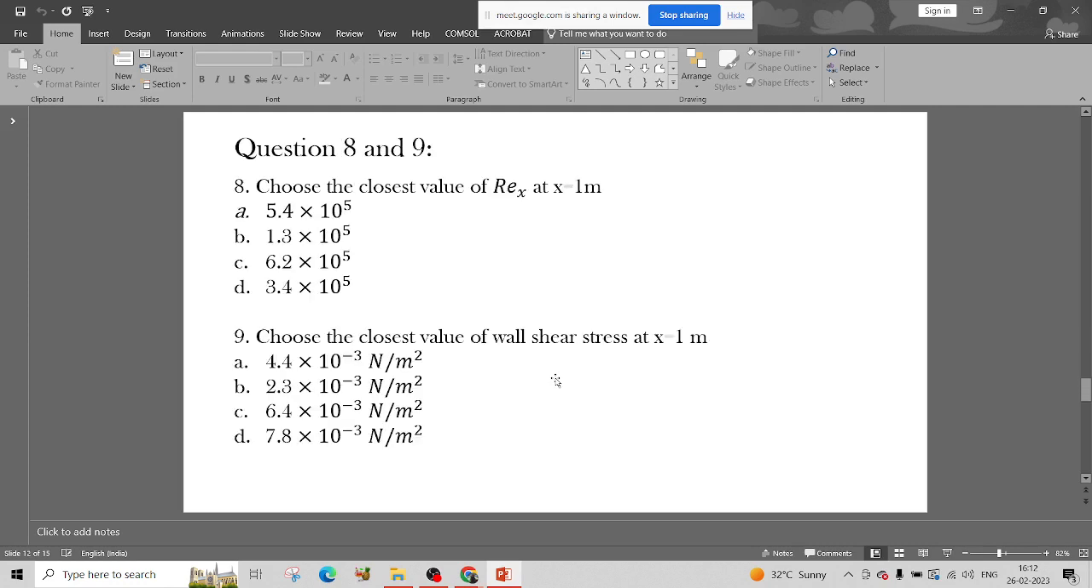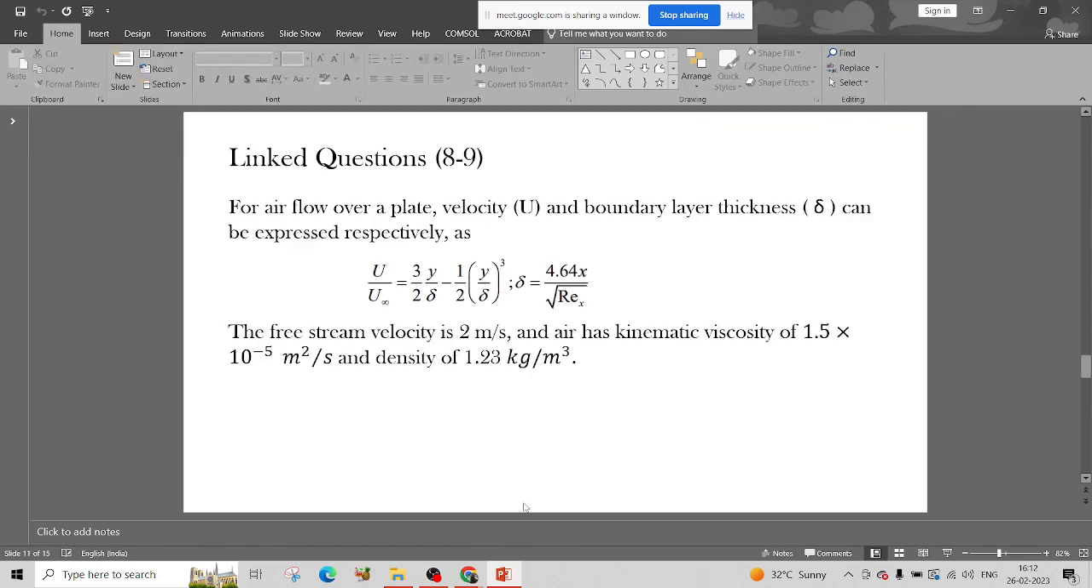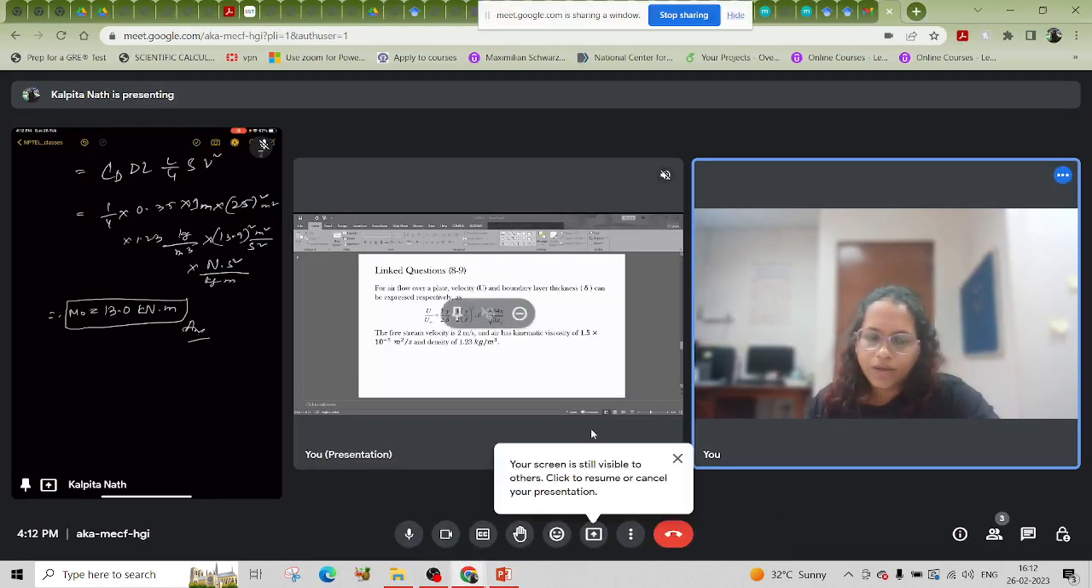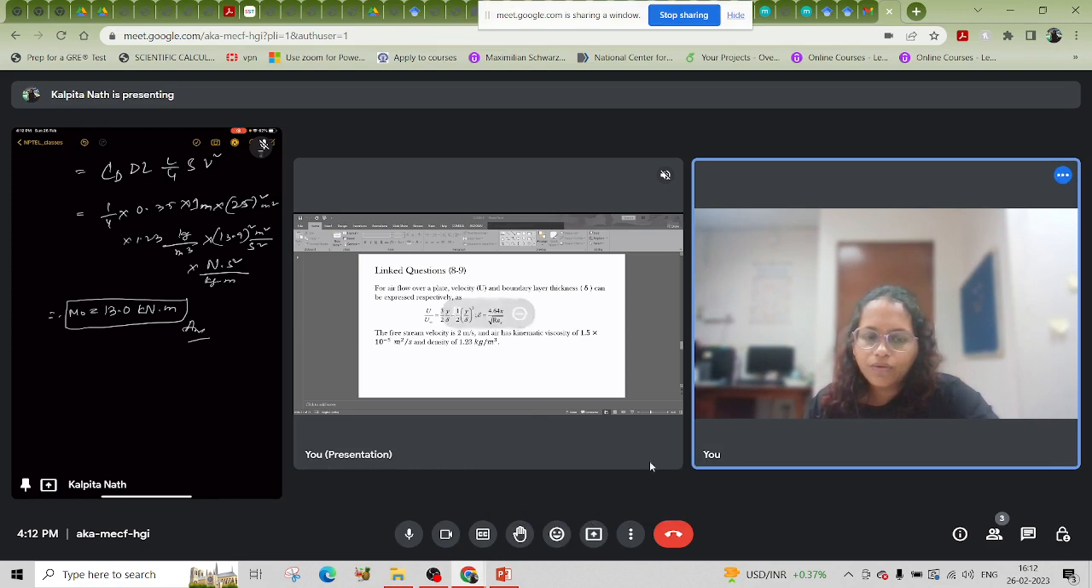So what is the question? Choose the closest value of Reynolds number at x is equal to 1 meter. And the second question is choose the closest value of wall shear stress at x is equal to 1 meter. One is shear stress, another is Reynolds number. Okay. So I'll give you 3 minutes for this and then we will go on with the solution.